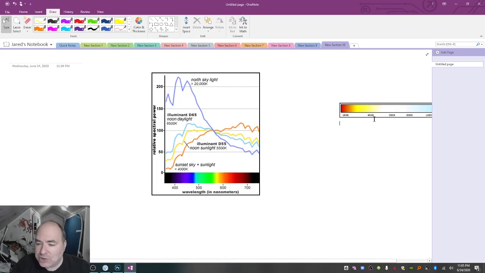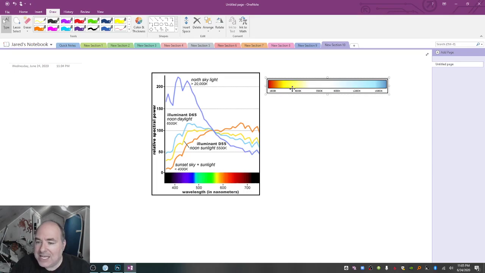We talk about temperature in terms of degrees Kelvin, and what that means is whether the light is sort of yellow to blue. This is a way of looking at how we measure the temperature, or the color, of the light. And we measure the color temperature of light in degrees Kelvin. That's just the way it works.